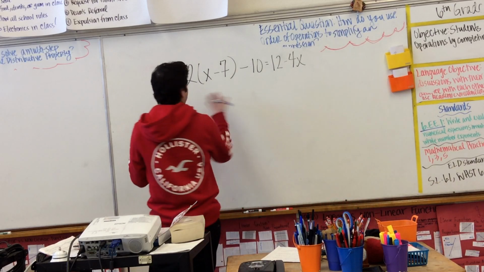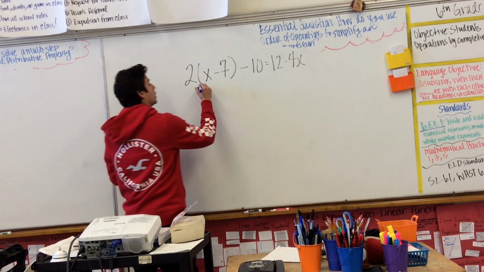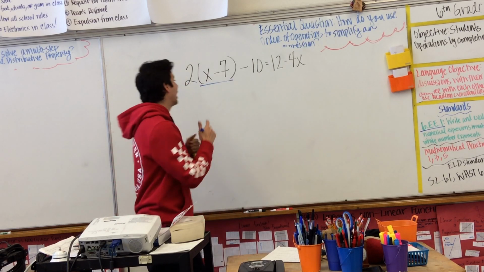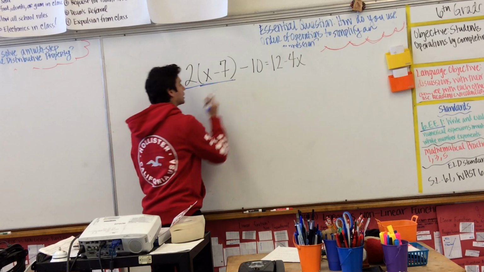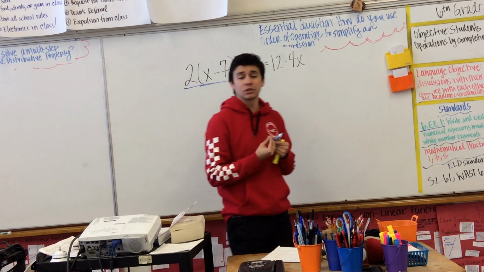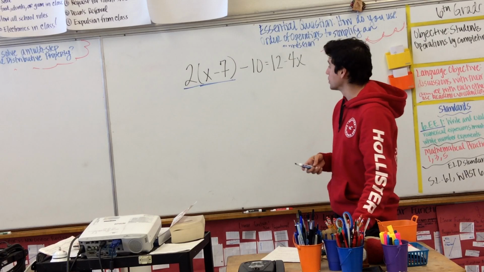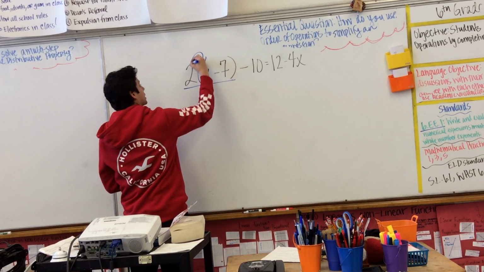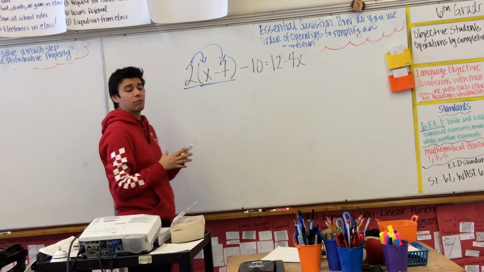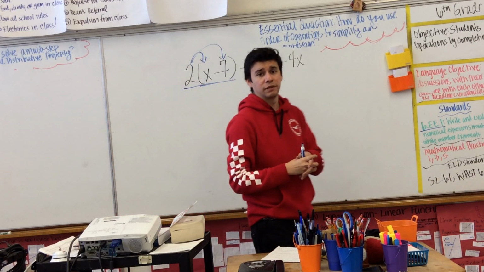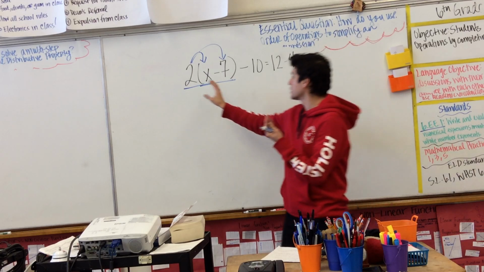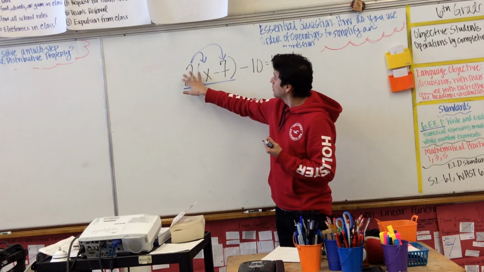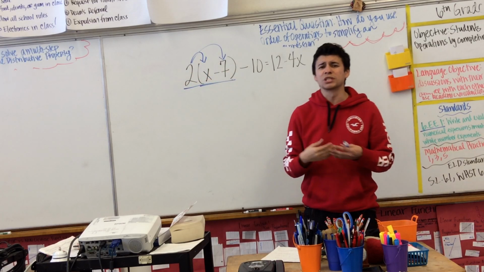I'm going to underline because obviously I can't highlight the whiteboard. I'm going to highlight the parentheses, but I'm also going to highlight the number in front of the parentheses. Now I'm going to distribute. This 2 is going to multiply this x and this 7. Now remember the strategy that I taught you yesterday. If there's a positive number outside, then the signs stay the same. But if this number would have been negative, then the signs will switch.